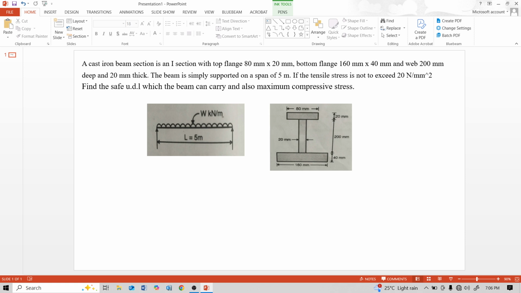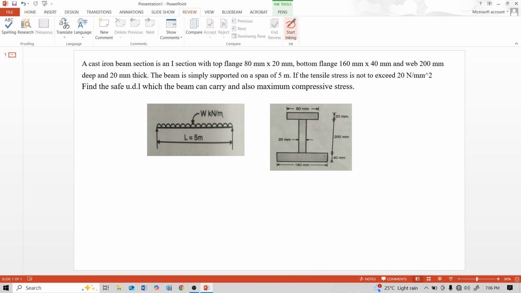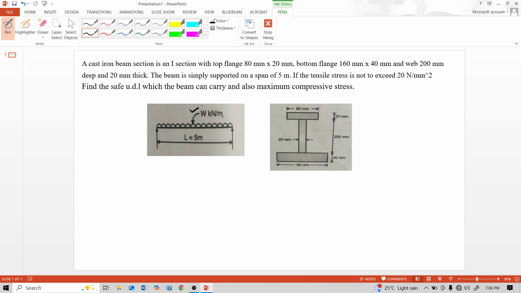If the tensile stress is not to exceed 20 Newton per mm square, find the safe uniformly distributed load. This uniformly distributed load is to be found.